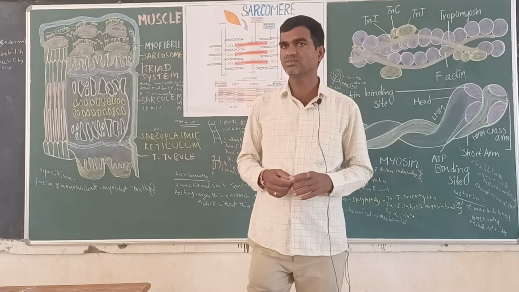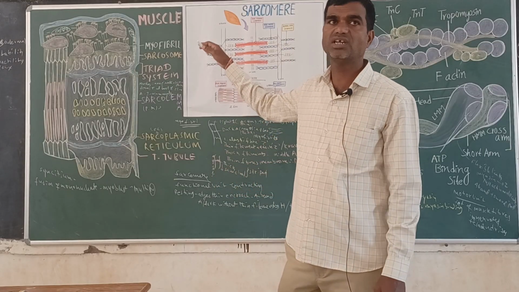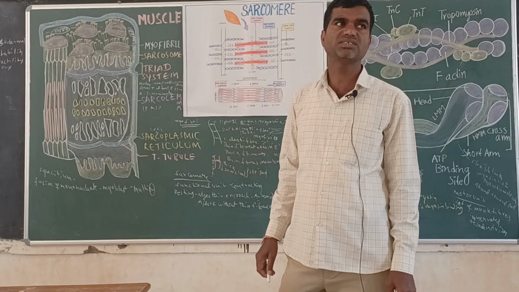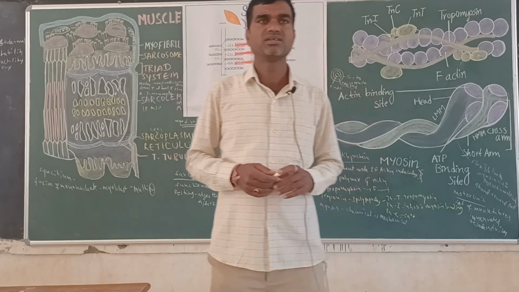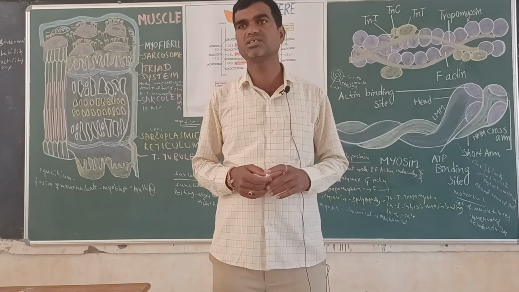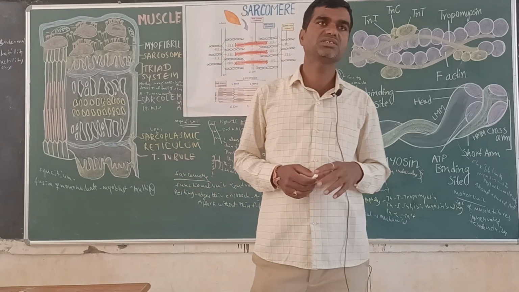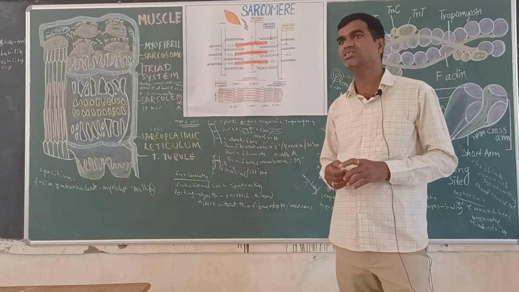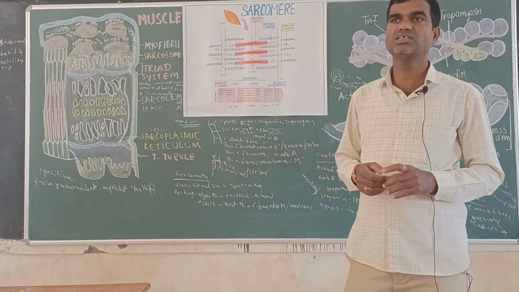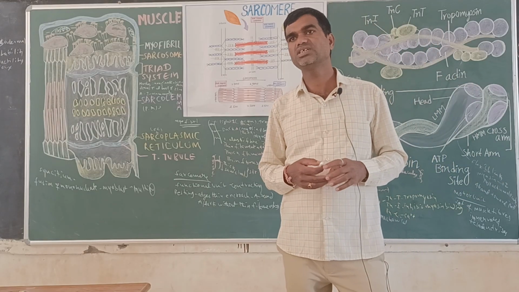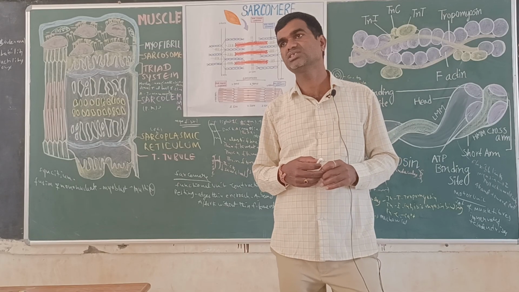Now let us discuss the different types of muscles. Number 1 is the skeletal muscle. What is skeletal muscle? It is also known as striped muscle. Why is it called striped muscle? It contains alternate light bands and dark bands. That is why it is called voluntary muscle or striped muscle. It is called voluntary muscle because it has fast fatigue and fast resistance.